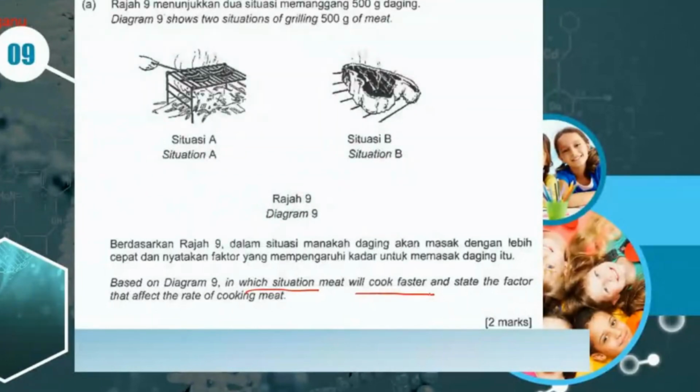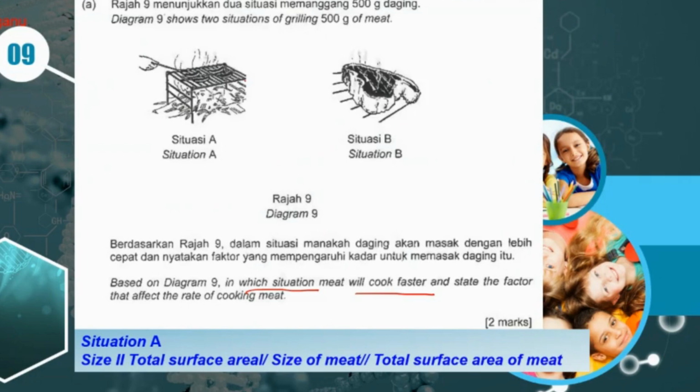Hello, Darren. Okay, now we are talking about this Terengganu question. Okay. So situation A. Okay, good. Situation A. The meat will cook faster. Okay, correct. Now state the factor affecting the rate of cooking the meat here. Why do you mention this is situation A? Larger total surface area. Okay, the size factor or the total surface area, or you can mention size of meat or total surface area of meat. Okay, so this is the factor. So 2 marks.